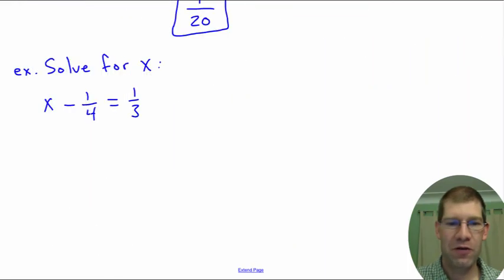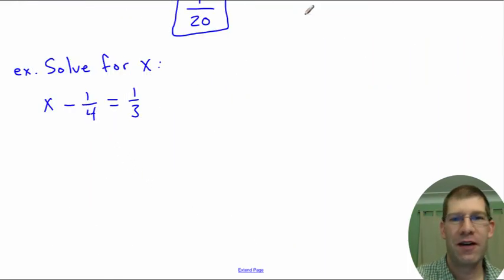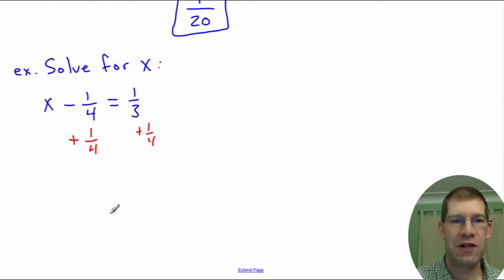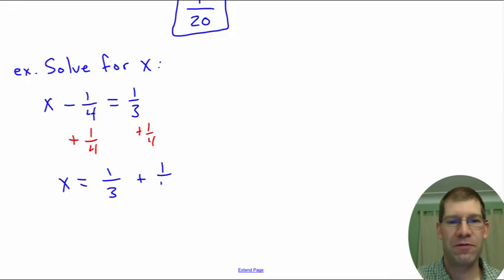So if I want to solve that one, look at what was done to x. We want to do the inverse. We had x and 1/4 was subtracted from it. So to undo subtracting a 4th, we add a 4th, which then gives me x equals 1/3 plus 1/4, which now gives us a problem like what we've been doing the last 3 times.